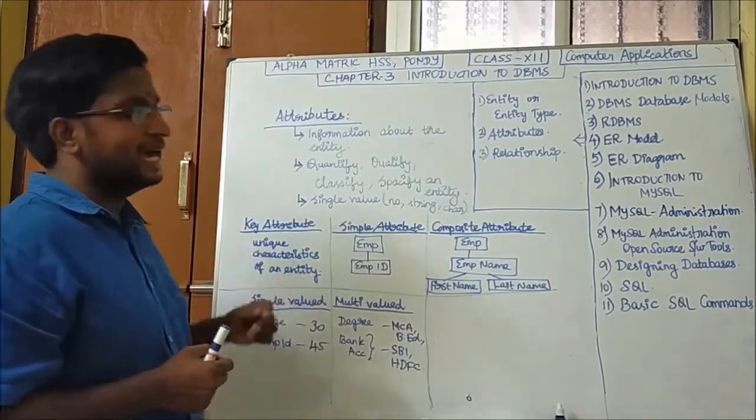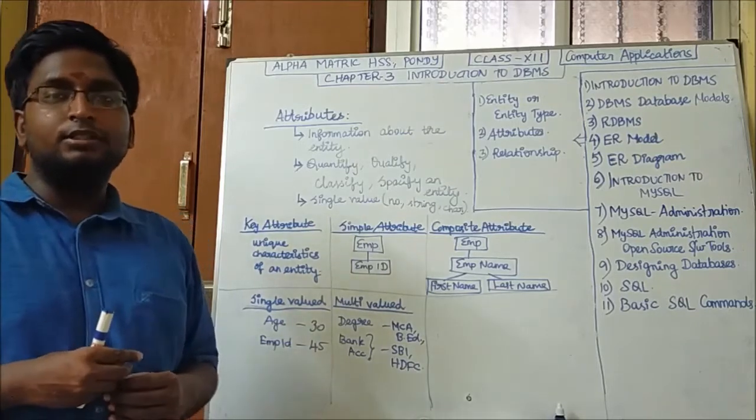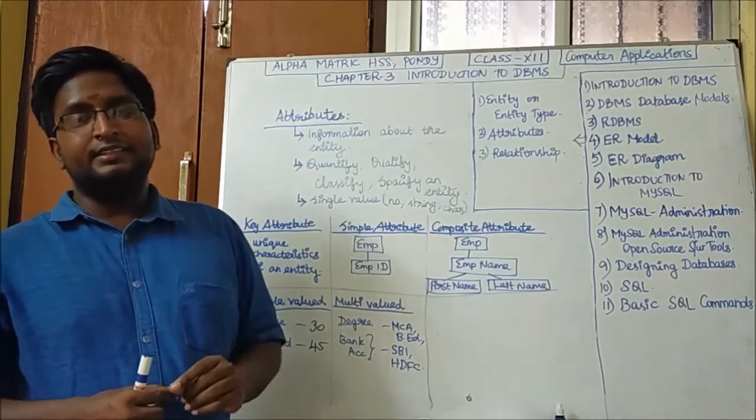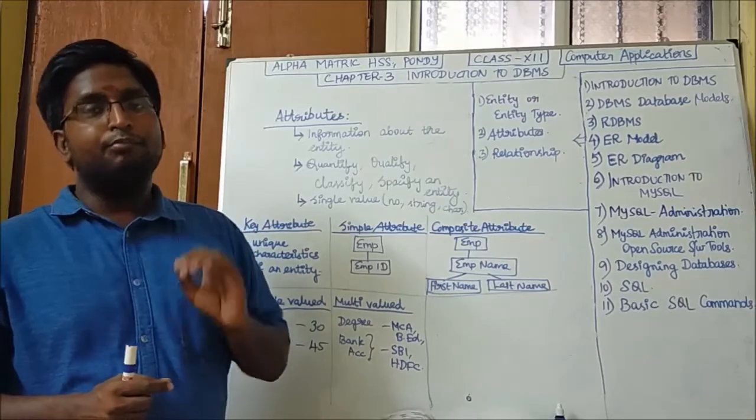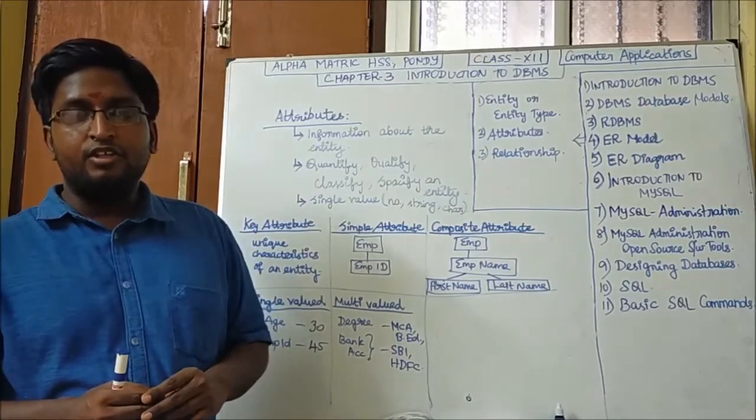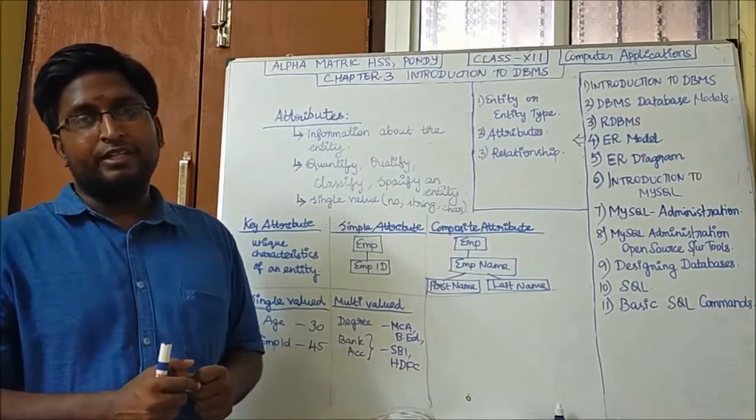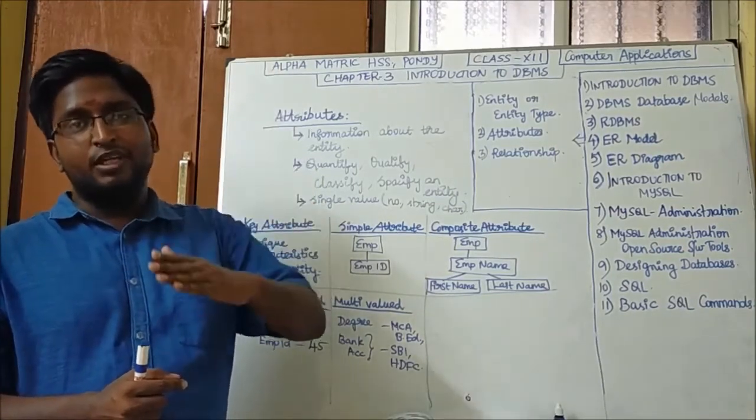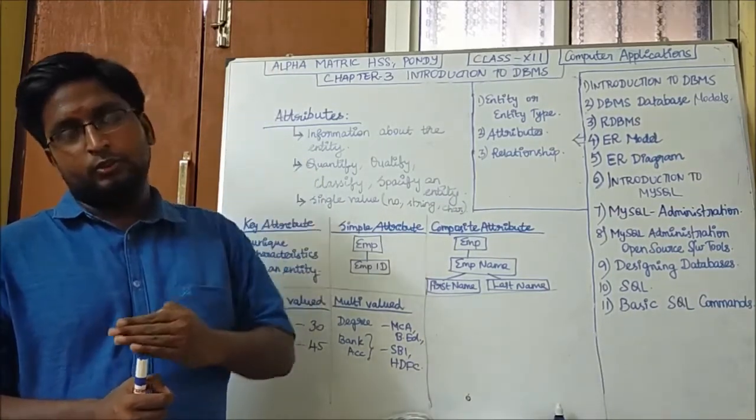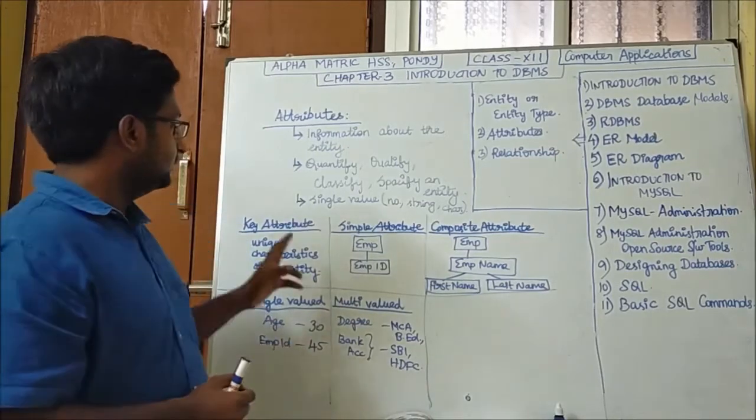So the first one is the key attribute. A key attribute is nothing but the unique characteristic of an entity. So employee ID is a key attribute which has the unique characteristics of an entity. All the entities will have a unique record, unique data. So that is a key attribute.